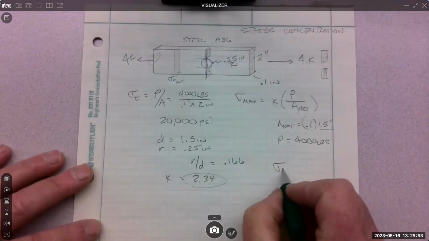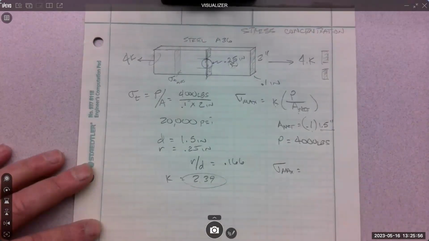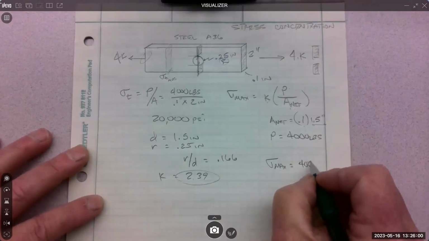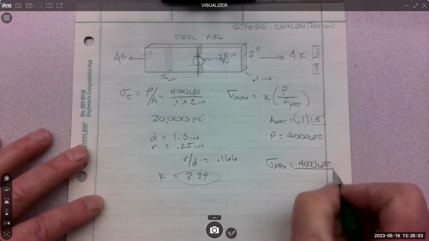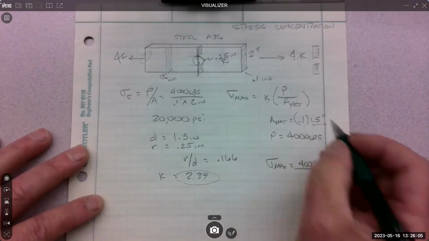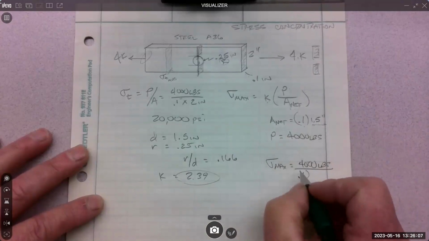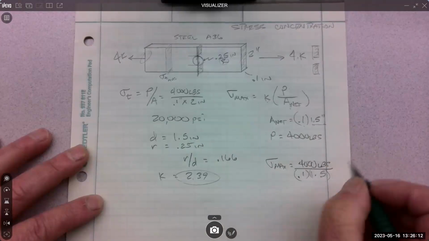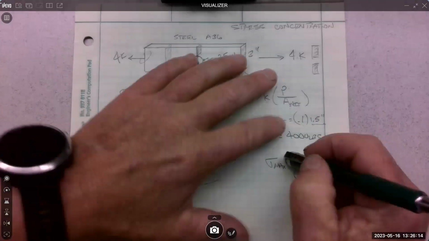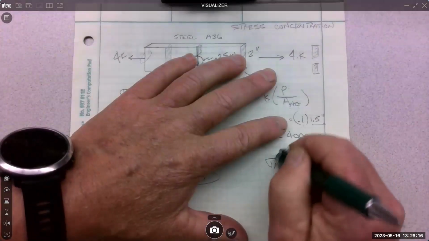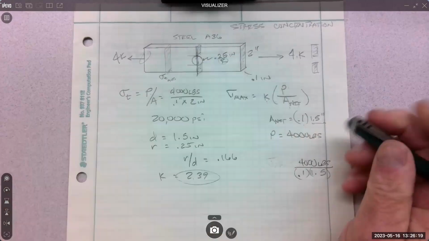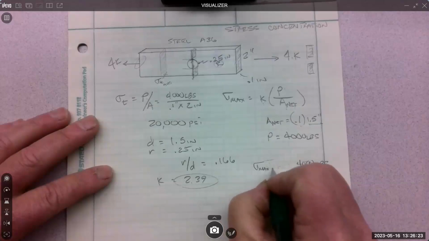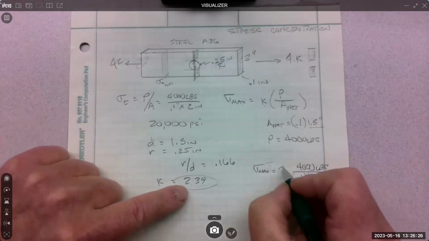So then our stress max is going to equal, and I'll just write it all the way out, 4,000 pounds divided by our area net, which is 0.1 times 1.5. I didn't leave room for my K, so I want room for the K. And my K is 2.39.